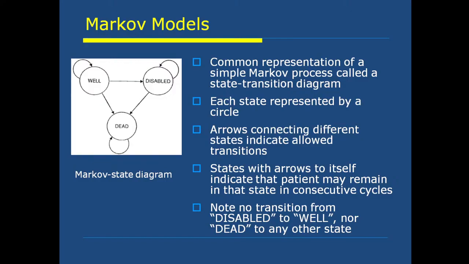States with arrows to themselves indicate that patients may remain in that state in consecutive cycles. So look at the well state. The patient can remain in the well state for some cycles, and the same for the disabled state. Note that transitions from disabled to well, and from dead to any other state, are impossible.